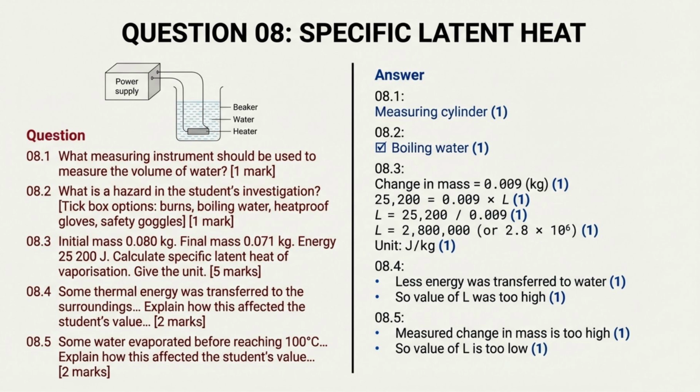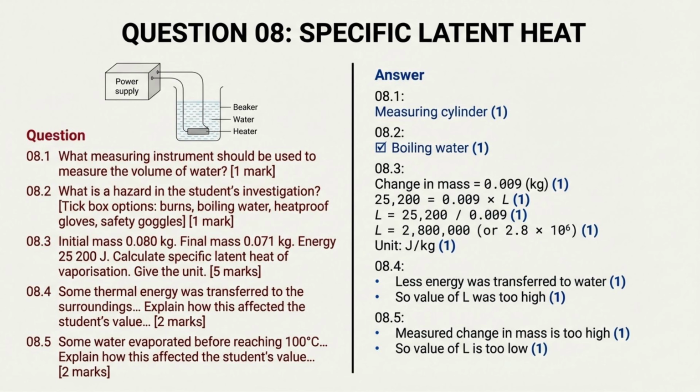08.3 is the calculation. The initial mass of the water was 0.080 kilograms. The final mass is 0.071 kilograms. The energy supplied by the heater is 25,200 joules. Calculate the specific latent heat of vaporization. First, find out how much mass actually turned into gas. Subtract the final mass from the initial. 0.080 minus 0.071 gives a change in mass of 0.009.